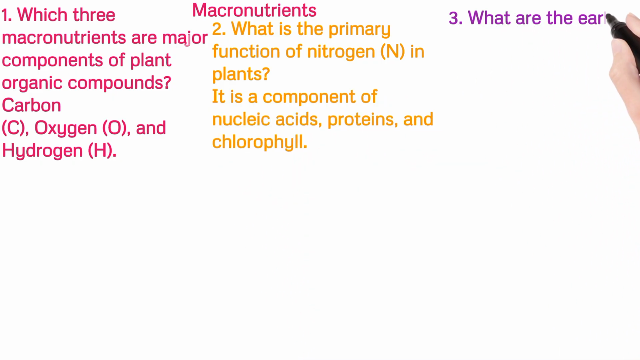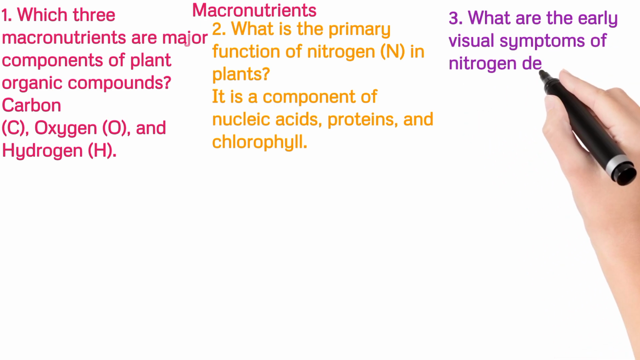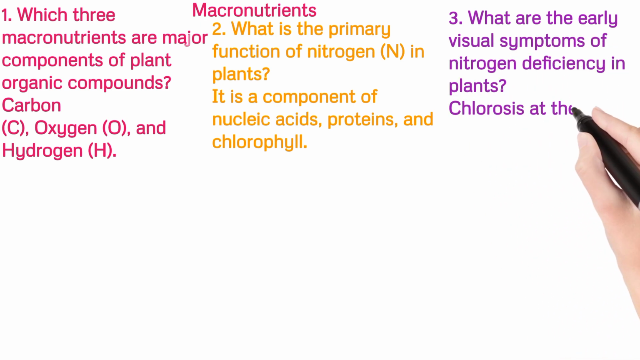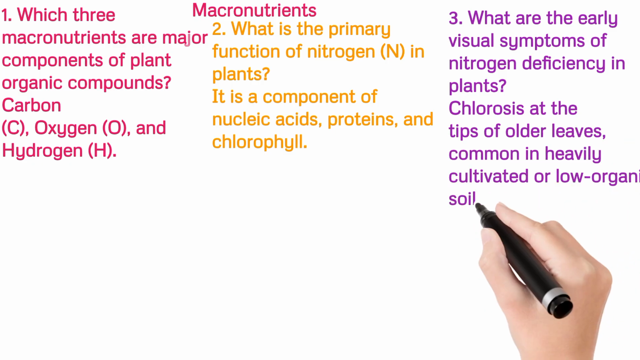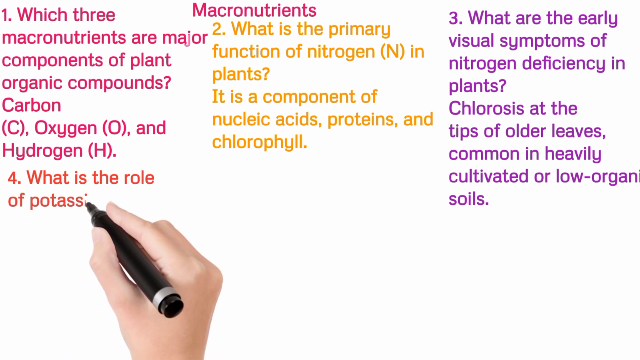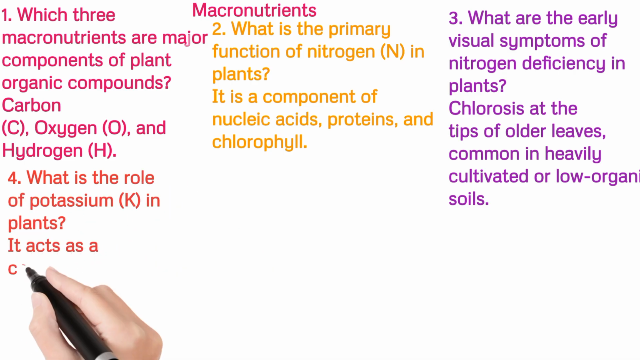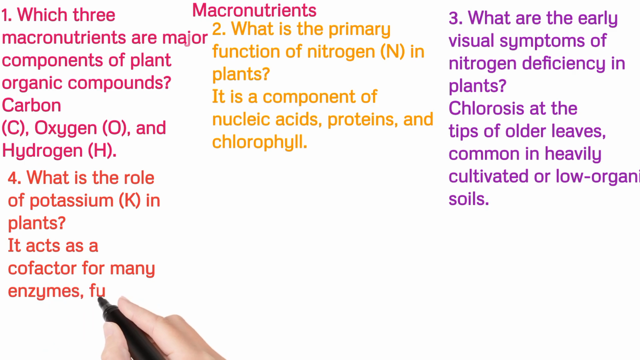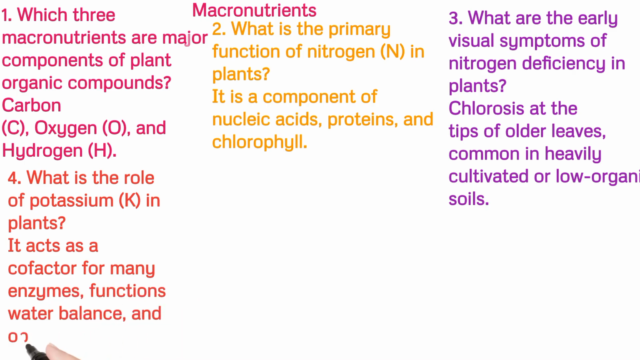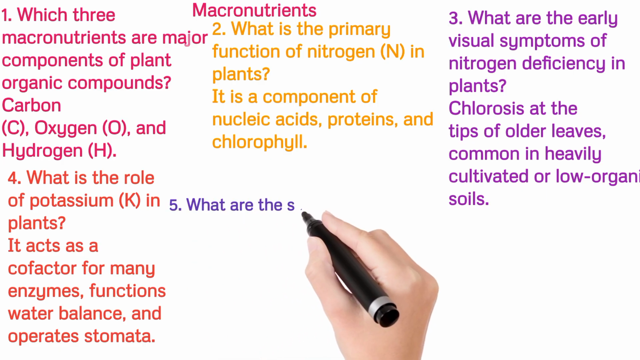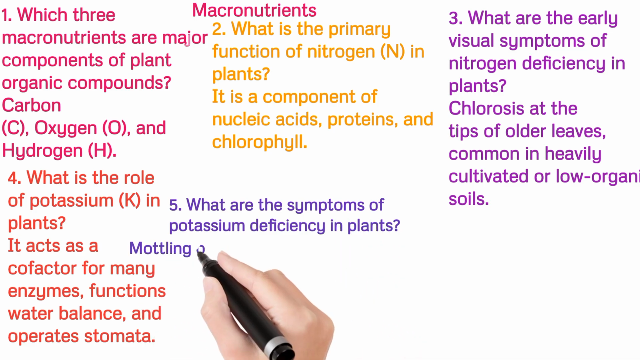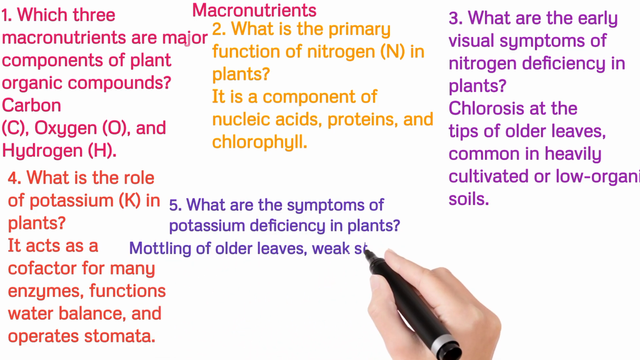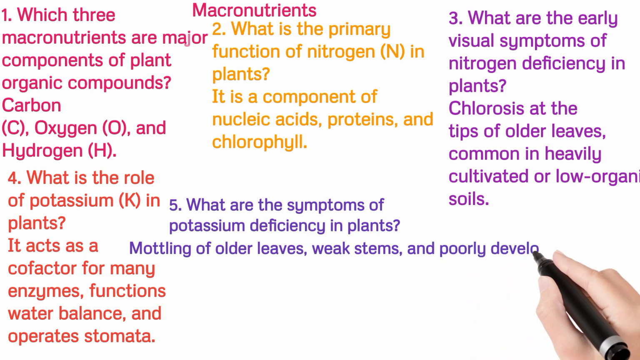3. What are the early visual symptoms of nitrogen deficiency in plants? Chlorosis at the tips of older leaves, common in heavily cultivated or low organic soils. 4. What is the role of potassium in plants? It acts as a cofactor for many enzymes, functions in water balance, and operates stomata. 5. What are the symptoms of potassium deficiency in plants? Mottling of older leaves, weak stems, and poorly developed roots.